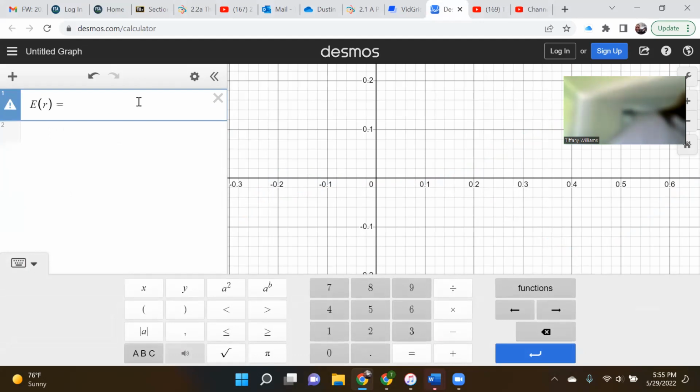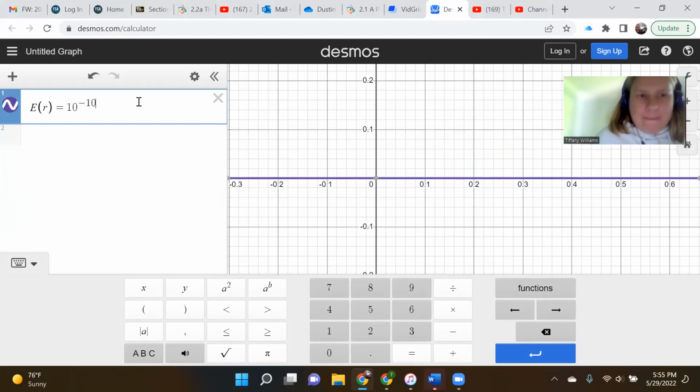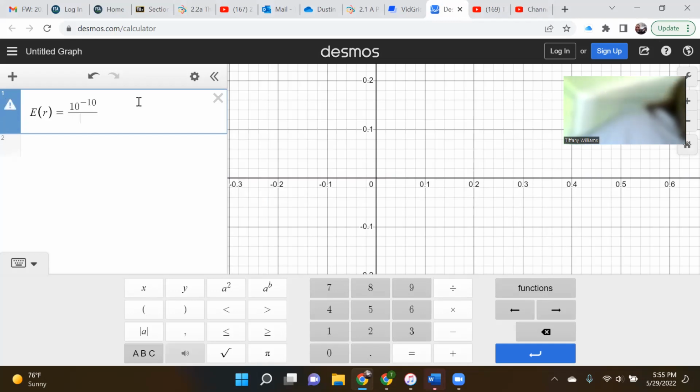So they did tell us that Q is the charge of the particle, and they give us the charge of the particle to be 10 raised to the negative 10th. So we're going to have 10 raised to the negative 10th. And all of that's going to be divided by a bunch of stuff here that I've got to try to get typed in correctly. 4. We need a pi here. Do we have a pi symbol? Oh, my menu's in the way again. Pi. Now, why did you come off the bottom there? I don't want you off the bottom. So 4 pi.